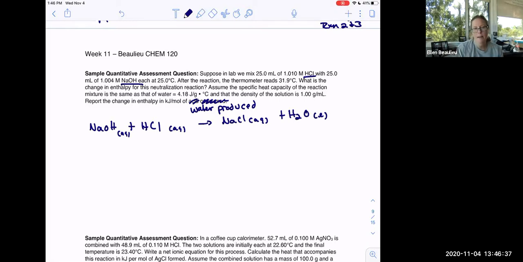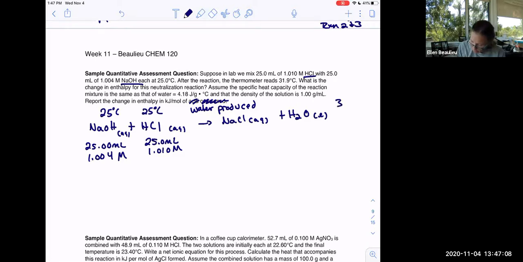I'm told some things. I'm told that I'm going to mix 25 mils of a 1.010 molar solution with 25 mils of a 1.004 molar solution. Each of these are at 25 degrees Celsius. After the reaction, my thermometer reads 31.9 degrees Celsius. What should be the sign of delta H?